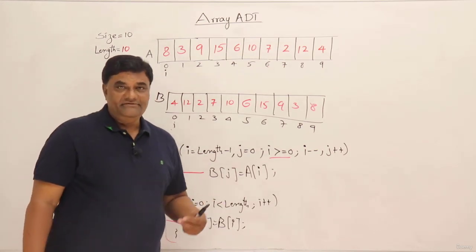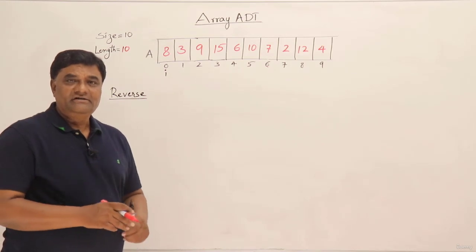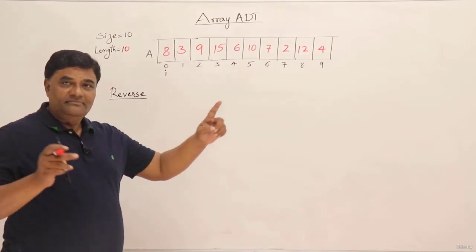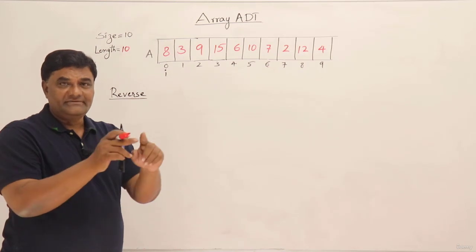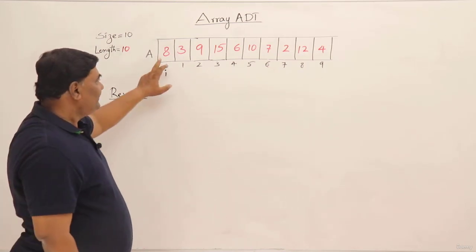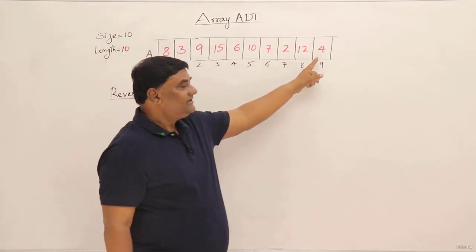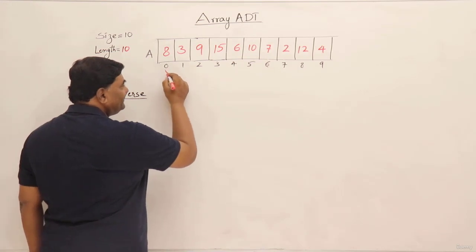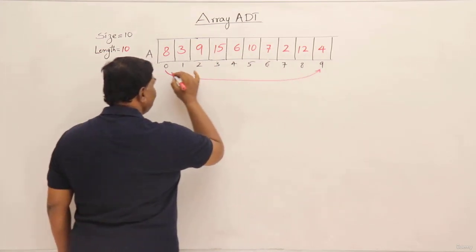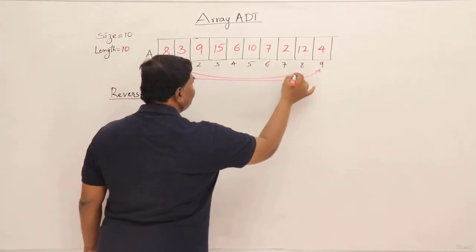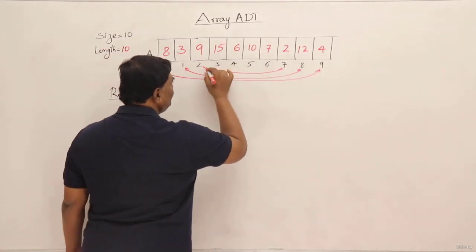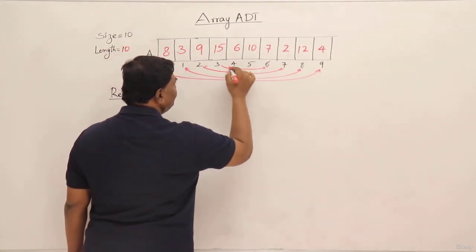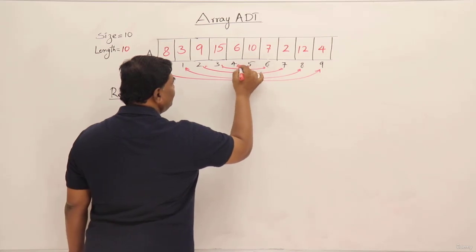Now second method I will show you. In second method, we can scan from two ends of an array and interchange the elements, swap the elements. Like first element is swapped with the last element. We will swap these two elements, interchange them. Then these two elements are swapped. 3 with 12, and 9 with 2, then 15 with 7, then 6 with 10.